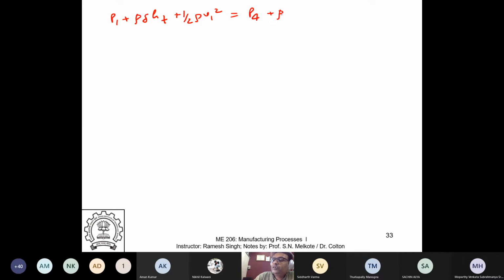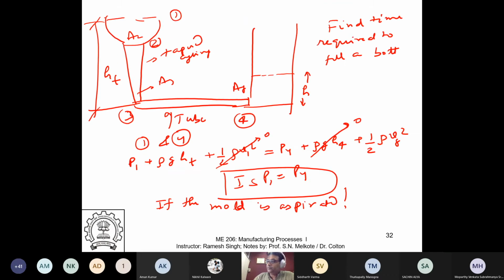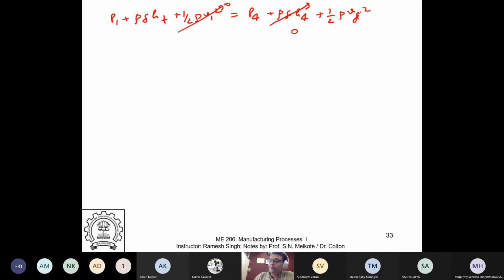P4 plus rho G H4 plus half rho Vg square, gate velocity square. Now I know that rho GH4 is 0 because it is the reference height. It is at the base height. And half rho V1 square is 0 because velocity at the top is 0, doesn't really change. It's like a reservoir, so it remains mostly constant. Now I have P1 is atmospheric pressure.